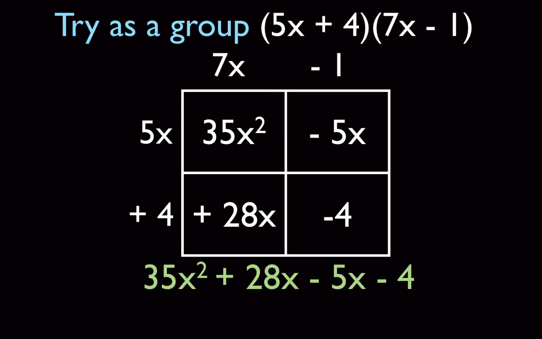So now we're going to go ahead and write it out and then combine like terms. 28 minus 5 is 23. You've probably noticed the only thing I ever combine is those two middle ones. That's why this is a pretty easy process once you get it.